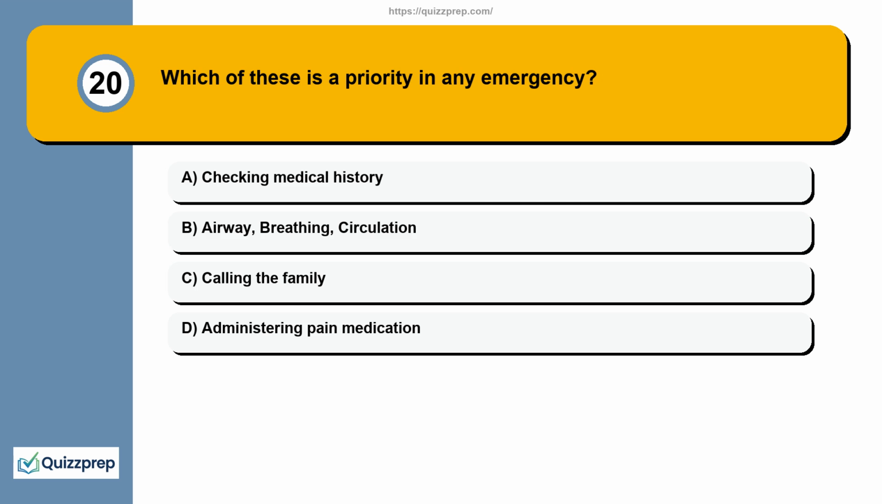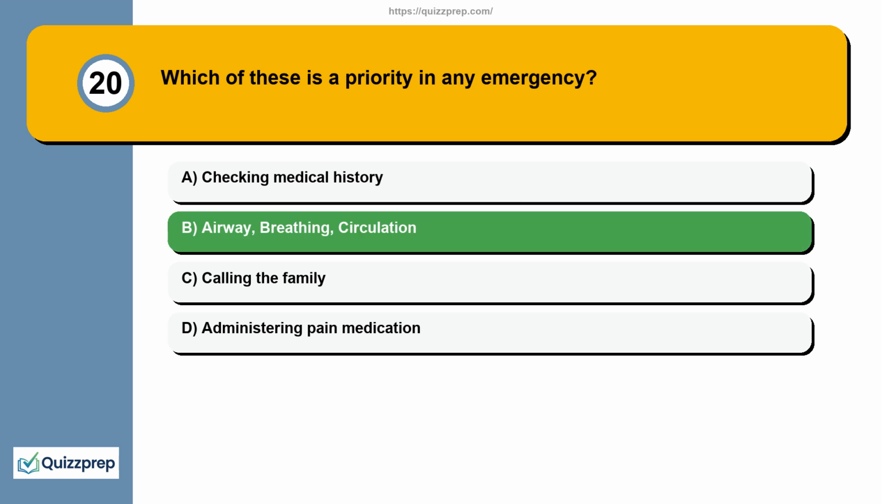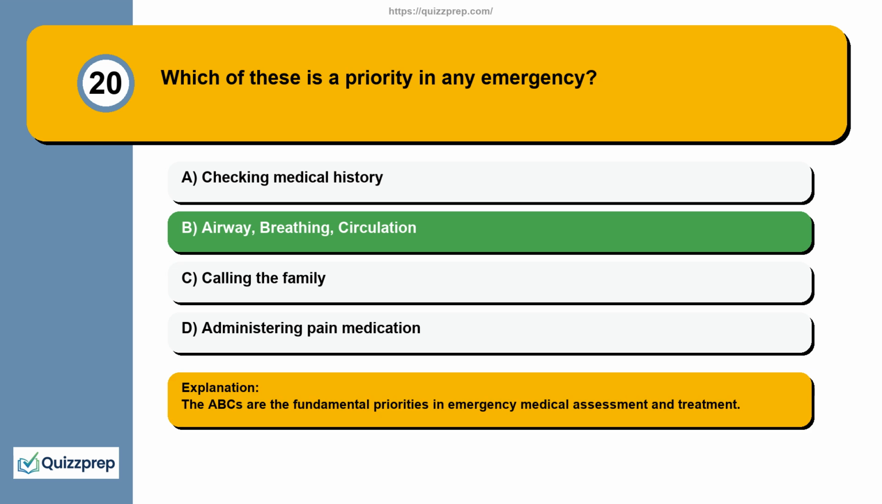Question 20. Which of these is a priority in any emergency? Here are your options. Option A. Checking medical history. Option B. Airway, breathing, circulation. Option C. Calling the family. Option D. Administering pain medication. The correct answer is option B. Airway, breathing, circulation. Explanation. The ABCs are the fundamental priorities in emergency medical assessment and treatment.